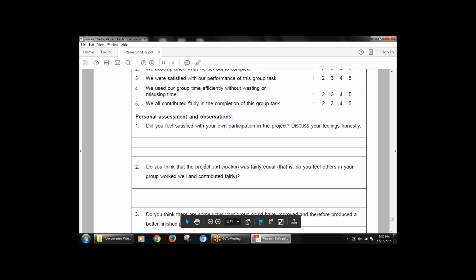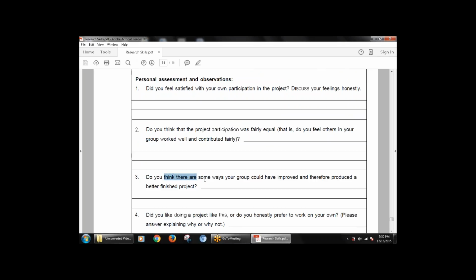Then, do you think that the project participation was fairly equal? That is, do you feel others in your group worked well and contributed fairly? That is the project participation. Then, do you think there are some ways your group could have improved and therefore produced a better finished product? This is also one of the activities.